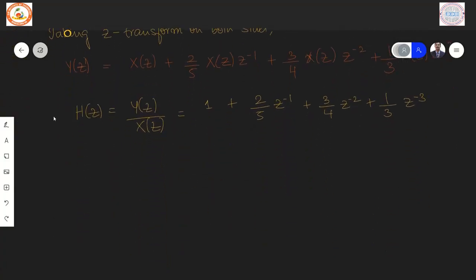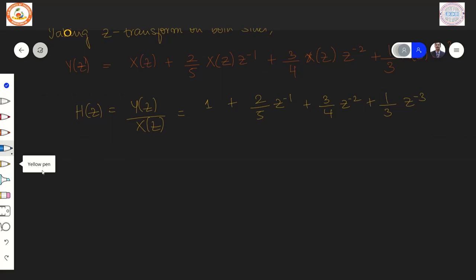Therefore, in this particular problem, we identify that A3 of 1 is this coefficient. It's equal to 2 by 5. A3 of 2 is equal to 3 by 4. A3 of 3 is equal to 1 by 3. So these are the three coefficients, okay, which we can identify apart from the first coefficient.